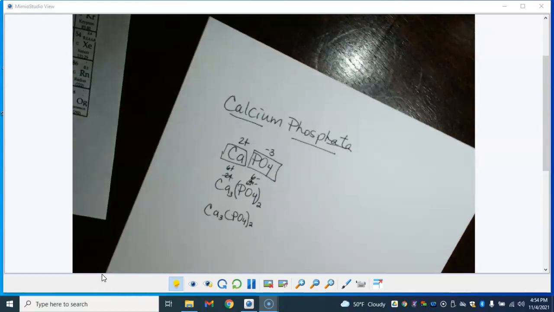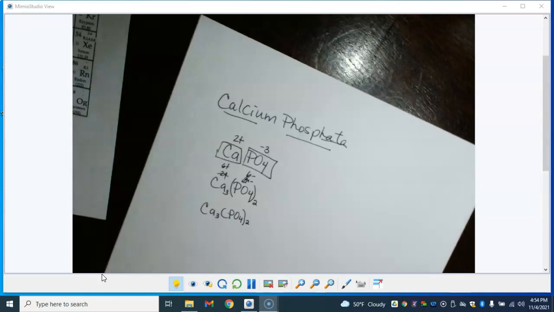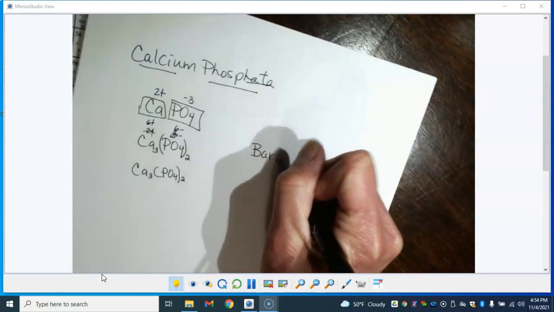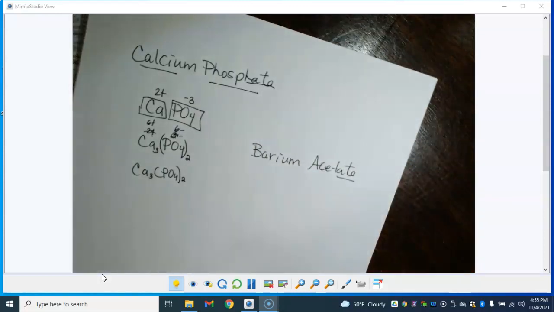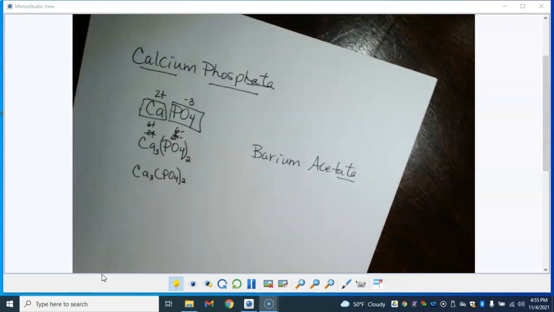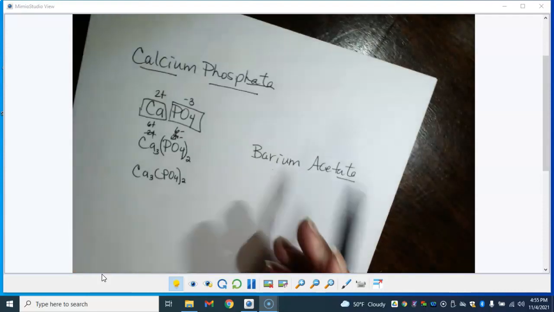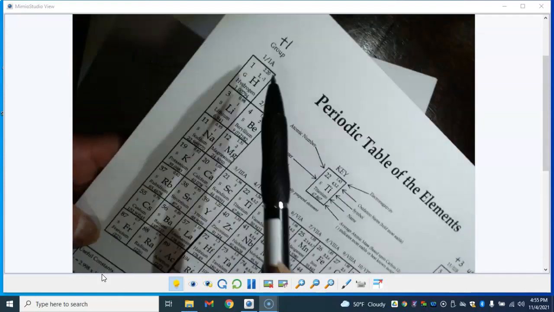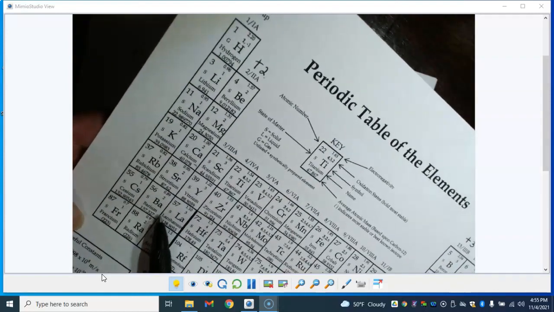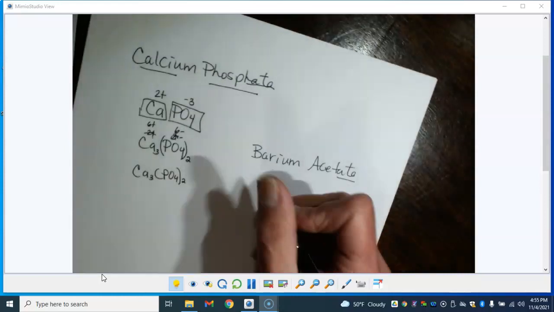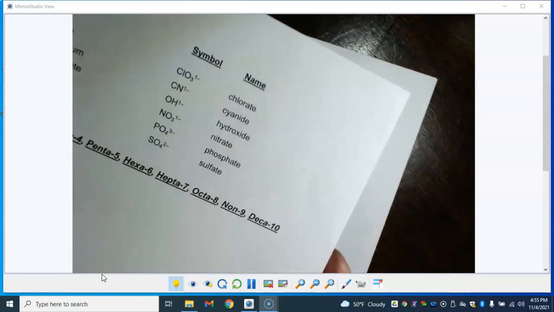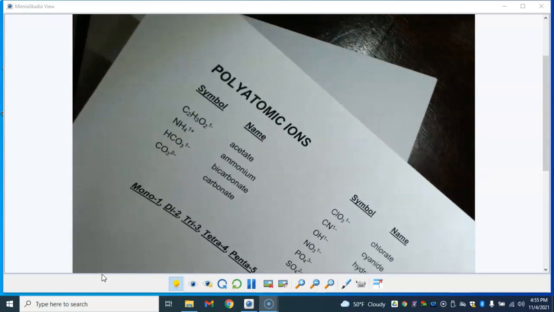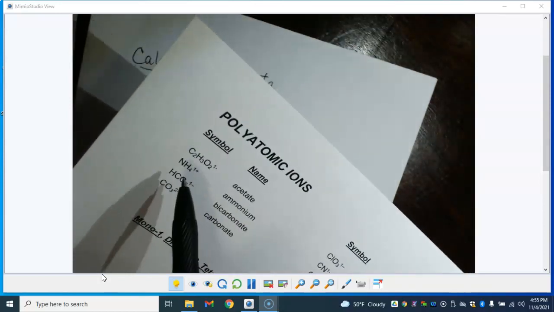Okay, let's look at another one. Let's look at barium acetate. Again, since it ends in ATE, it kind of tips me off that it is a polyatomic ion. So I'm going to find barium. Barium on my periodic table is found in group 2, has an oxidation number of +2. So barium, I'm just going to put the +2 above it. Acetate is going to be on my polyatomic ion list, and it is the first one right here.